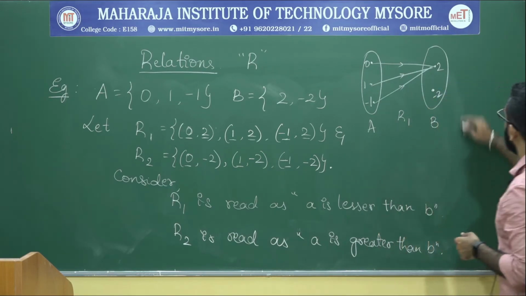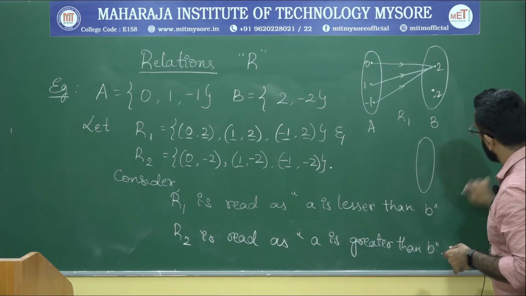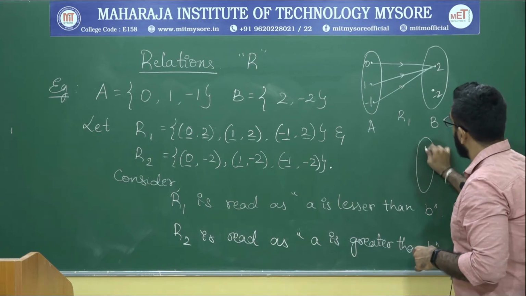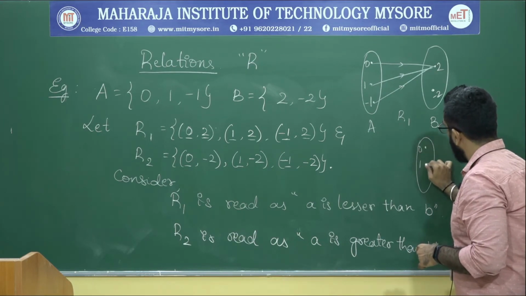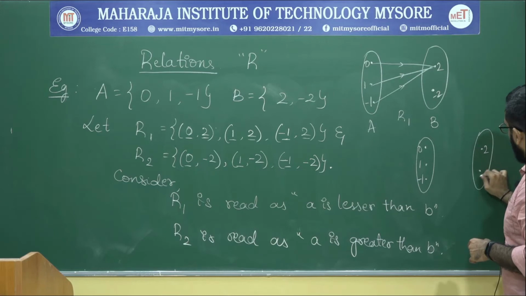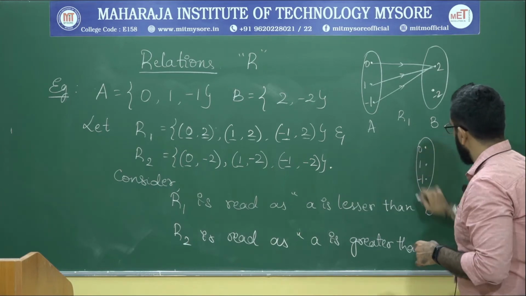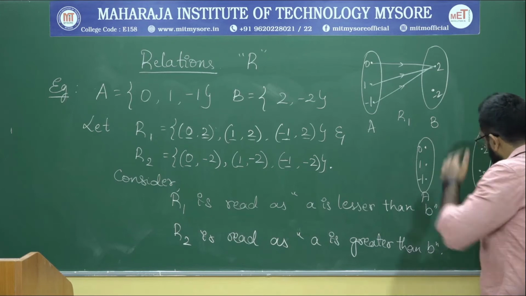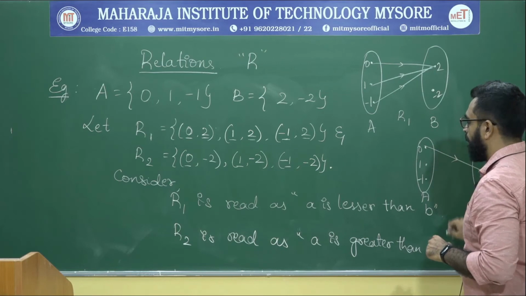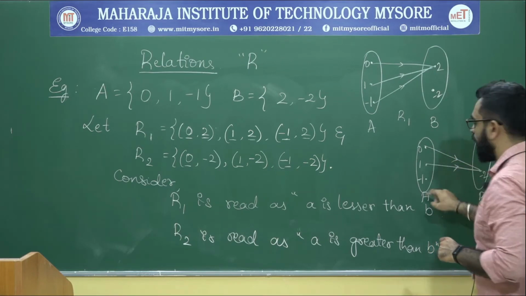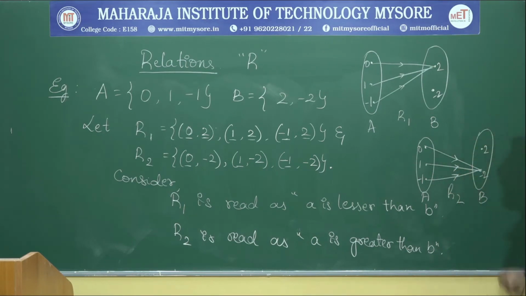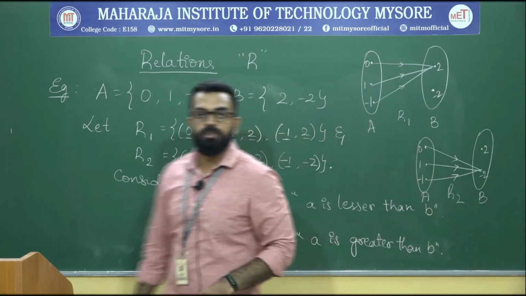Similarly, if I try to write the second relation R2, I have two sets here, 0, 1, minus 1 and two elements here in the set B, 2 and minus 2. This is your set A, this is set B. Here in the relation R2 you can find 0 related to minus 2, 1 related to minus 2 and similarly minus 1 related to minus 2. This is your R2, the arrow diagram for the given two relations.